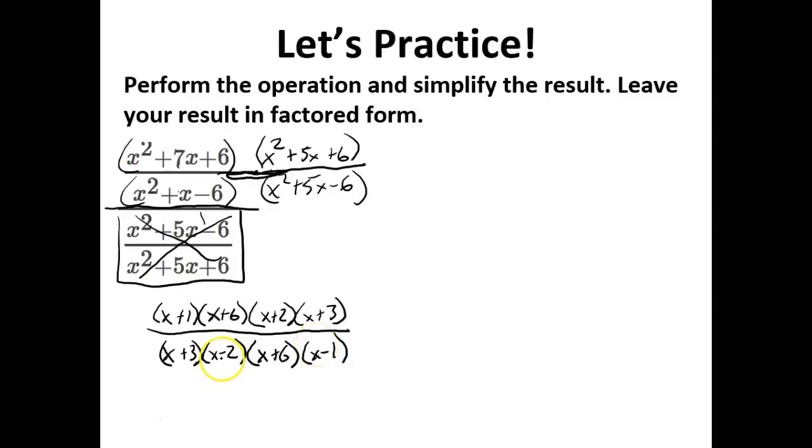Then look for factors that are the same. The x plus 1, no, there's no x plus 1. X plus 6, yes there is. X plus 2, no there's not. X plus 3, yes. So all said and done, the factors left on top are x plus 1 times x plus 2, and the factors left in the bottom are x minus 2 and x minus 1. And that would be this simplified.